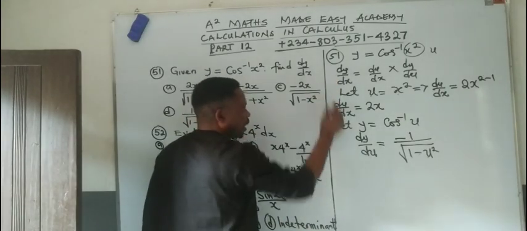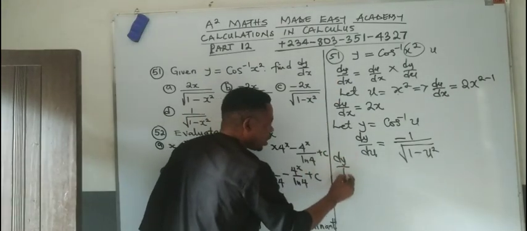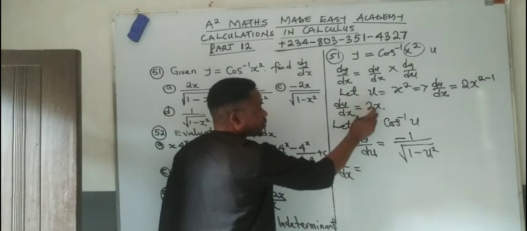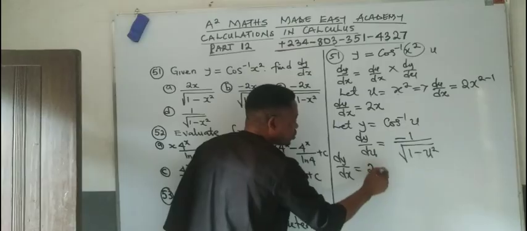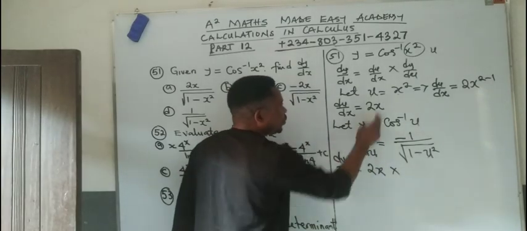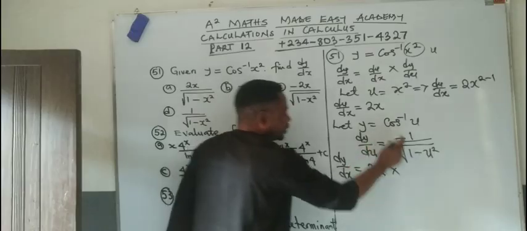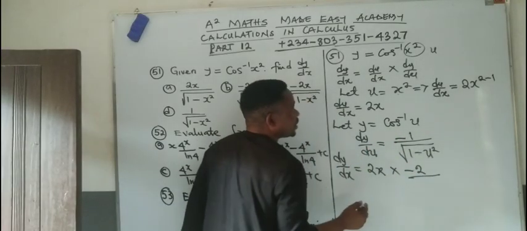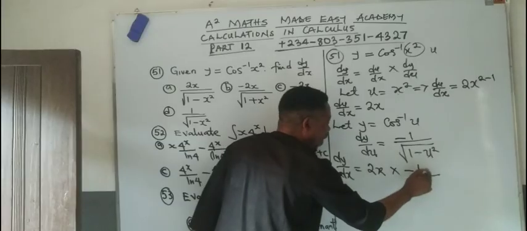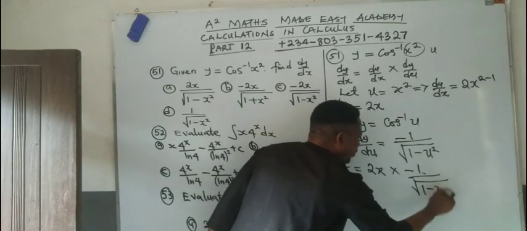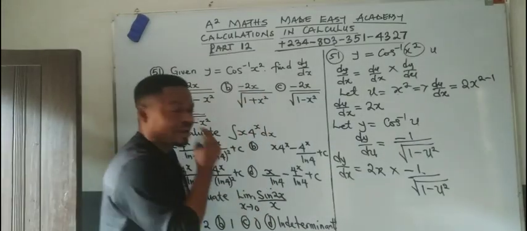Go back to the formula so that we have dy over dx. Are you with me? What is du/dx? Look at it here, it is 2x. Then I will multiply. Do we know dy/du? Look at it, dy/du, what is the value? The value is minus 1 over the square root of 1 minus u squared.